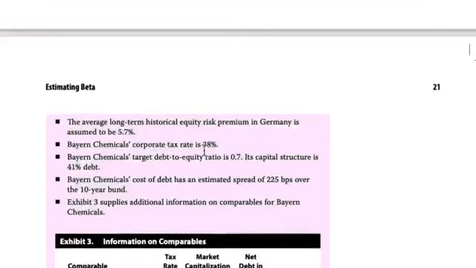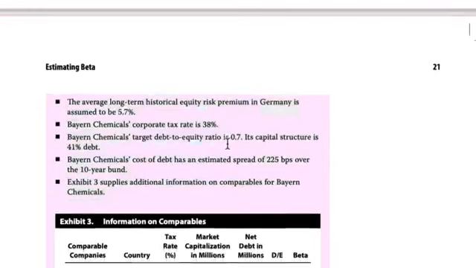Bayern Chemicals' corporate tax rate is 38%. That takes care of 1 minus T. Bayern Chemicals' target debt-to-equity ratio is 0.7. Its capital structure is 41% debt. There's our weighting on debt. Our weighting on equity is 0.59. So we got a couple more variables solved there.